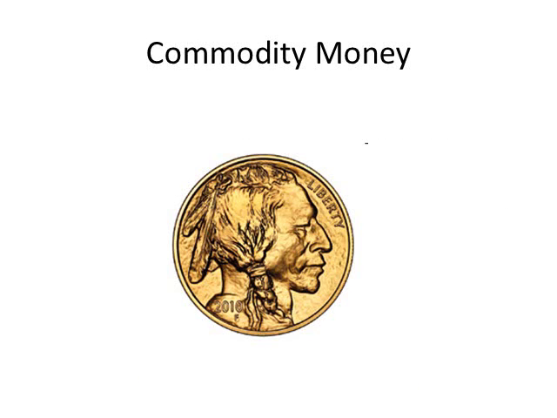A gold coin is an example of commodity money. This coin has a value of $1, but the gold content makes it worth about $1,000.